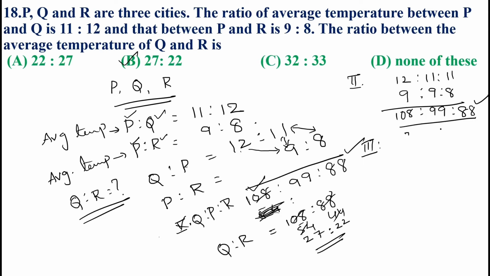12 is to 11 and 9 is to 8. Take the LCM of P, 11 and 9. What is the LCM? 11 into 9. 11 how many times 9? 9 times. So 12 9s are 108. And 11 9s are 99, the LCM. And 9 how many times? 11 times. 11 8s are 88. These are the 3 methods.